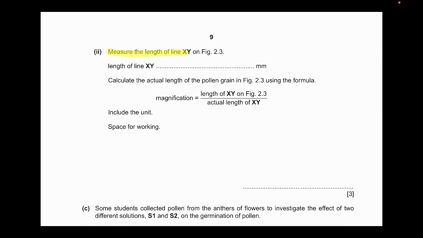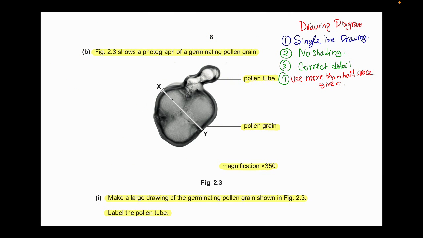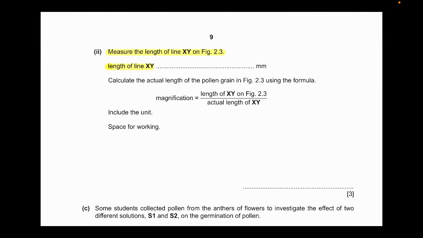Measure the length of the line XY on figure 2.3. The length of the line XY in millimeter. So basically we would have to use a ruler to measure the length of the line X to Y. In this case, the answer is 33 millimeter. You just need to use your ruler and find out the length in millimeter.